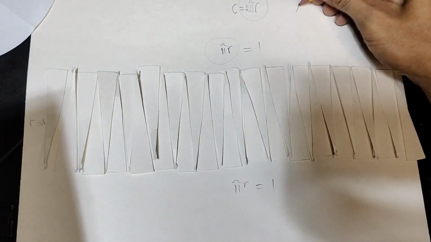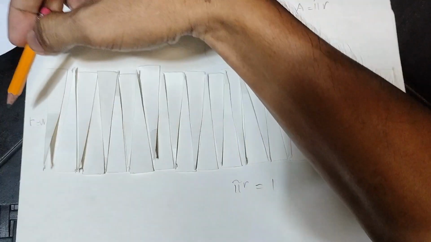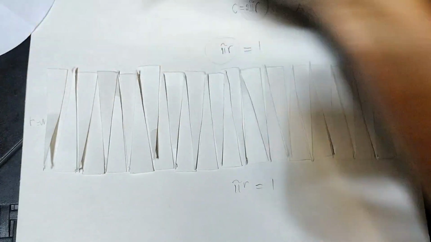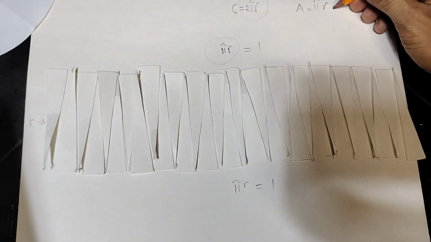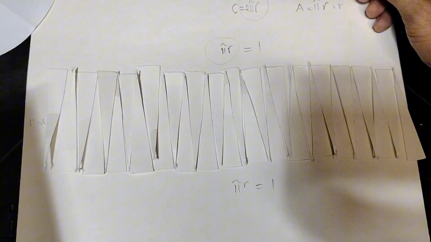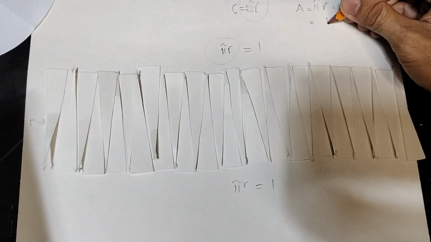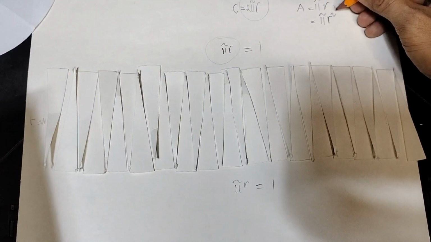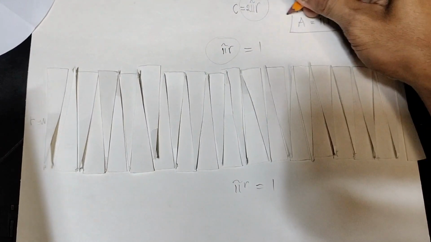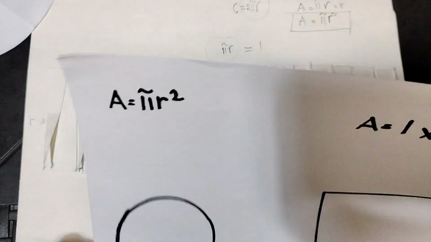But instead of using length and width, we're going to use this one. So the area is equal to pi r times the width, which is equal to r. That would be pi r times r. Or we can combine them, r times r, that is equal to r squared. So eventually it will become pi r squared, and that is the area of the circle, which is A equal to pi r squared.